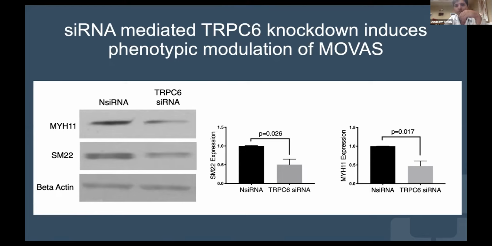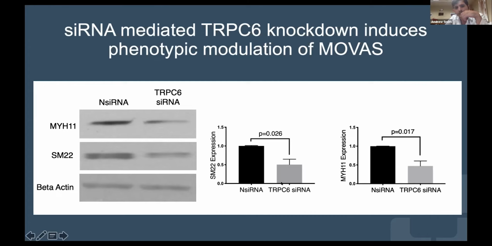Thus, to determine the direct effects of TRPC6 on expression of contractile biomarkers in vascular smooth muscle cell phenotype, we performed siRNA-mediated knockdown of TRPC6 in an immortalized murine arterial smooth muscle line, MOVAS. Here, this is 48 hours after transfection with TRPC6 siRNAs or control siRNAs, and we demonstrate that in the presence of TRPC6 siRNA, there was a significant decrease in protein expression of MYH11 and SM22.